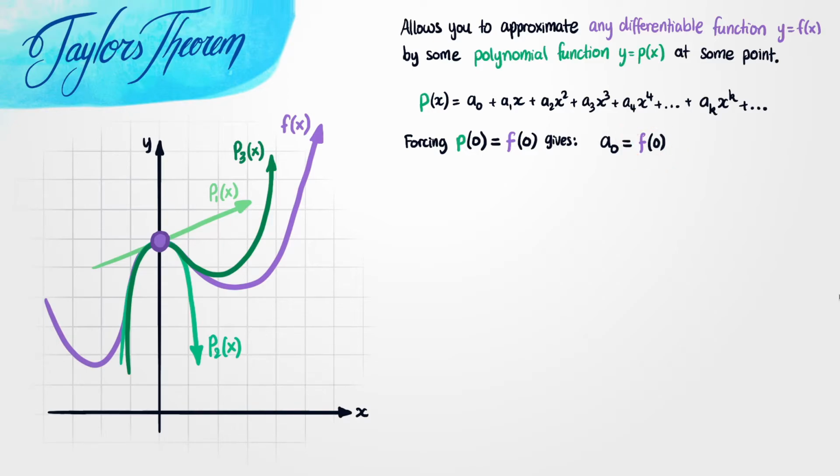Okay, but we said it's not enough for p of 0 to just equal f of 0. We also need the derivatives to be equal as well. So let's go ahead and force the first derivative to be equal as well. Okay, so to figure out what the left-hand side equals in this case, we're going to need to differentiate this function. So let me copy it down to the bottom and just differentiate it one time.